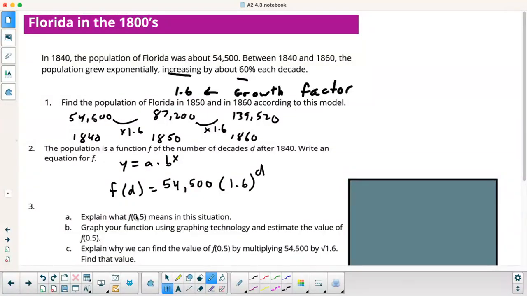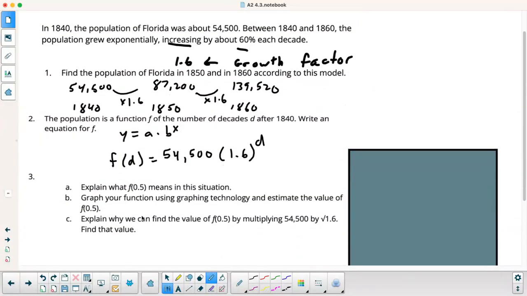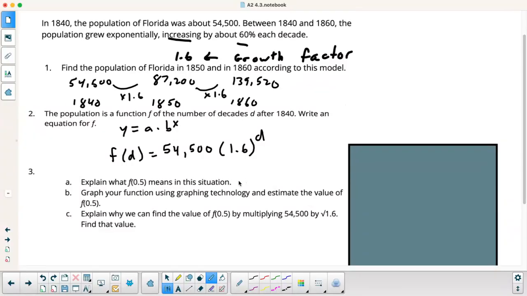So explain what f of 0.5 means in this situation. So f of 0.5, so half a decade. So it would be the population after half a decade. So we'd say after 5 years, probably. Would probably be easier.